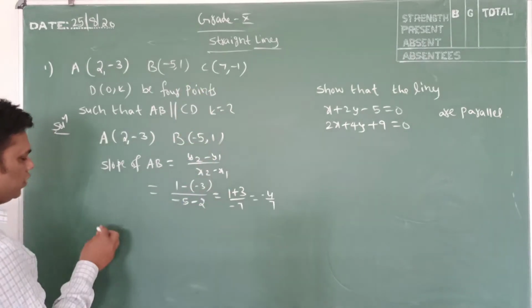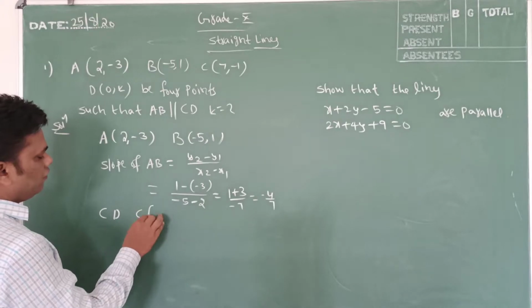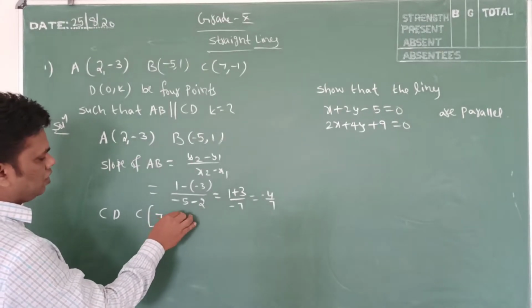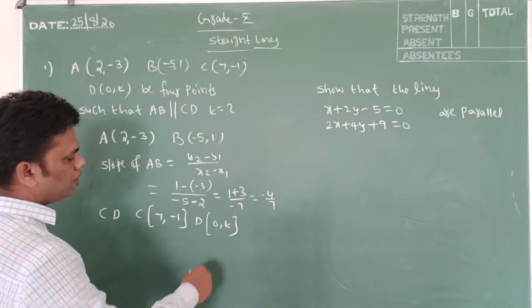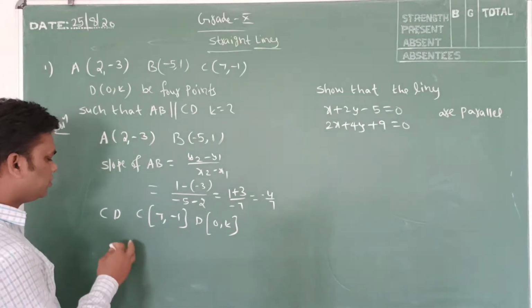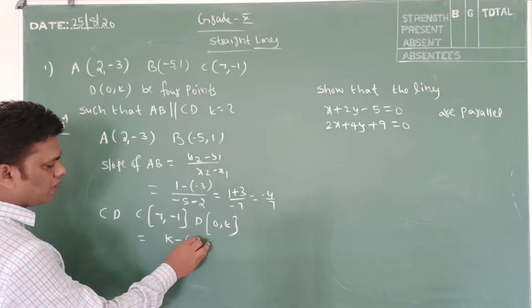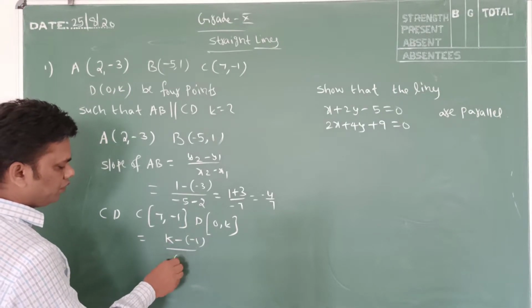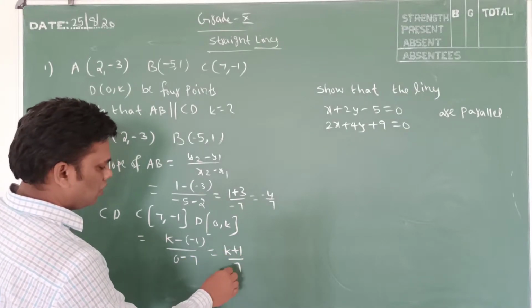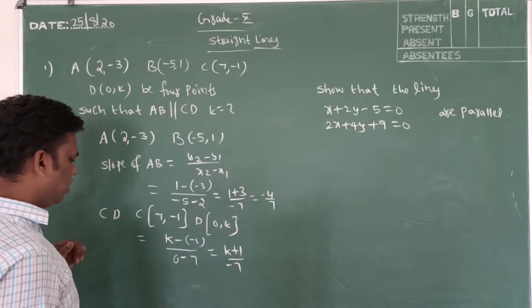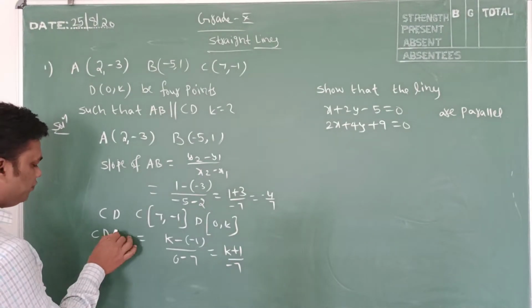Now take the CD points. C is (7, -1) and D is (0, k). So the CD slope is k minus of minus 1 upon 0 minus 7. That is k plus 1 upon minus 7. Now see, it is the CD slope.